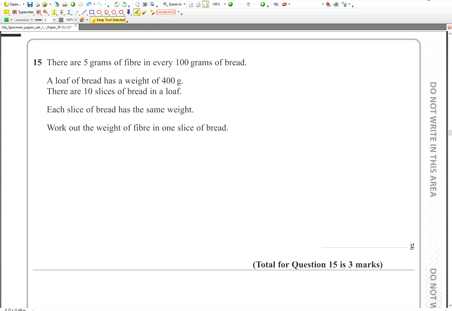Okay, right. So, number 15. Who got for number 15 the answer of 2 grams? Nobody yet? Okay, let's have a look at this question quickly. So there are 5 grams of fiber in every 100 grams of bread. 5 grams of fiber in every 100 grams of bread.